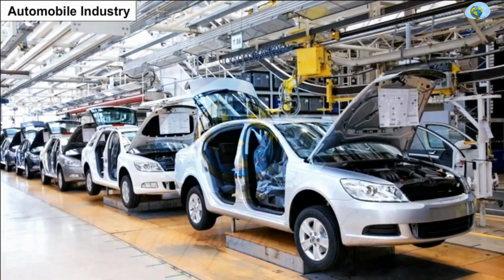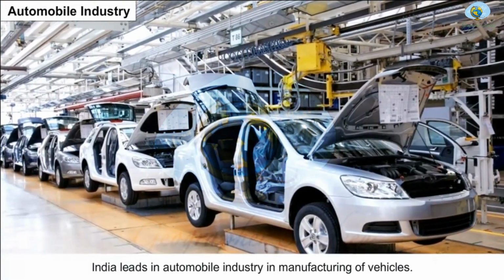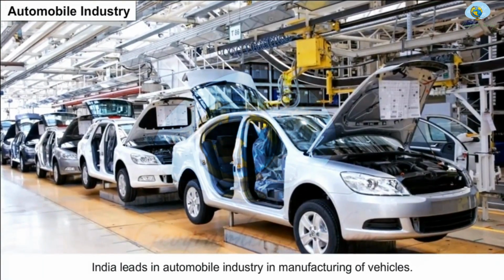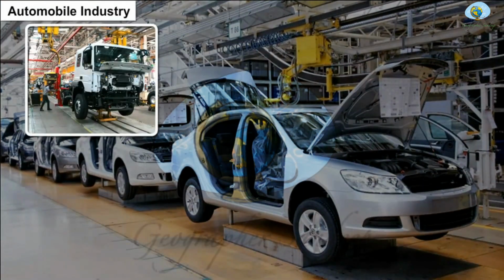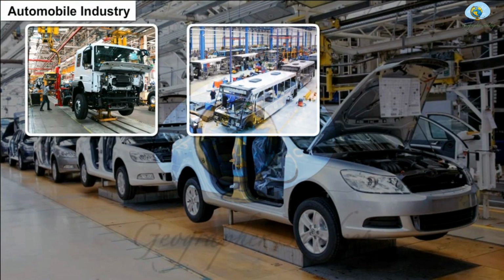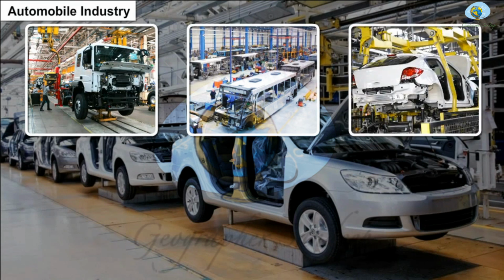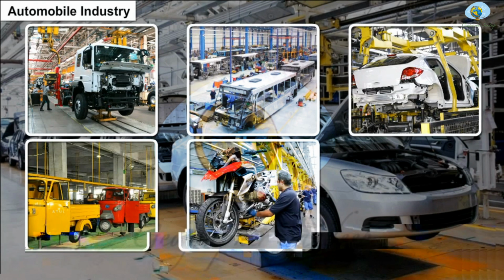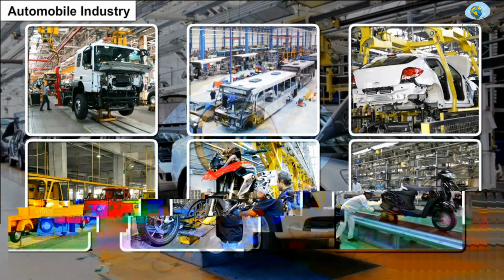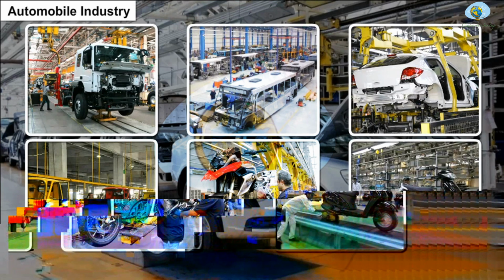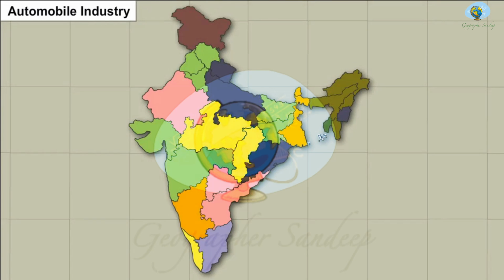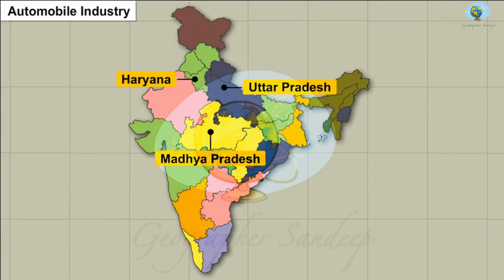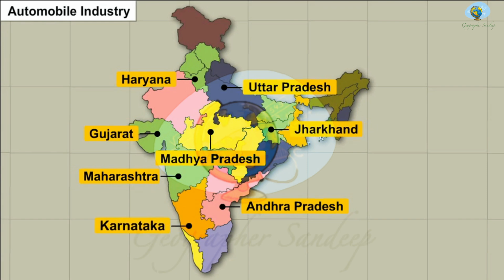Automobile industry. India leads in the automobile industry in the manufacturing of both heavy vehicles like trucks and buses, and light vehicles like cars, three-wheelers, motorcycles, and scooters, etc. Automobile industries are mainly established in Haryana, Uttar Pradesh, Madhya Pradesh, Gujarat, Maharashtra, Andhra Pradesh, Jharkhand, Karnataka, and Tamil Nadu.